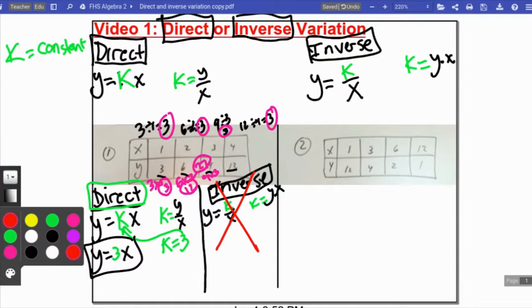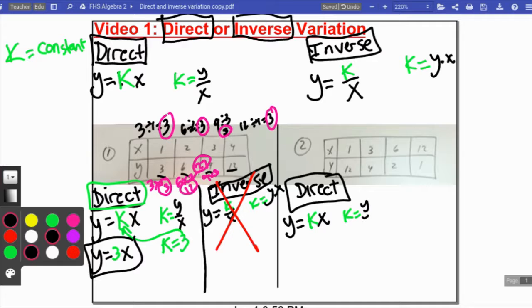All right, let's check out number 2. Same deal. I always like to start with direct because I like direct payments, when the money comes straight to your bank. Direct payment. All right, so direct, the equation was Y equals K times X. Just remember these, all right? Where K is Y over X.